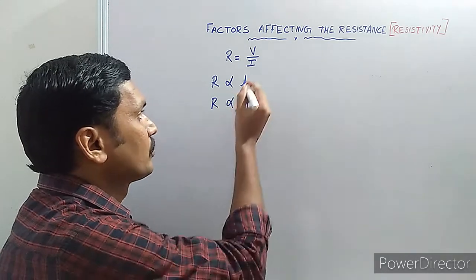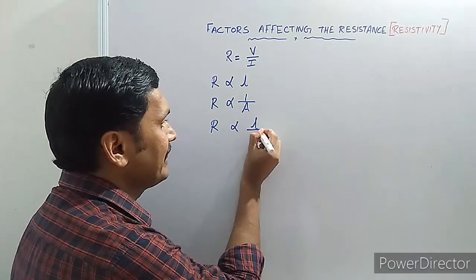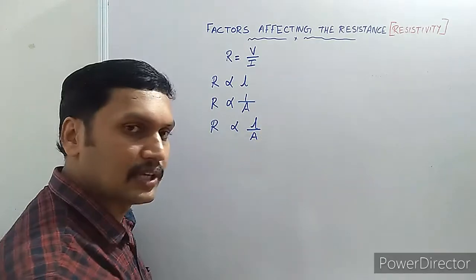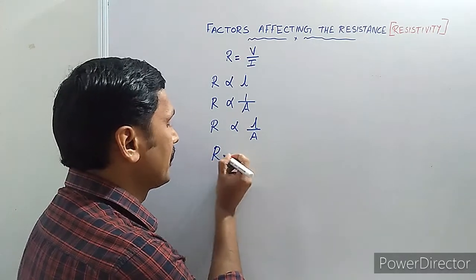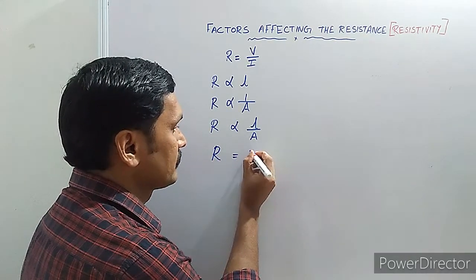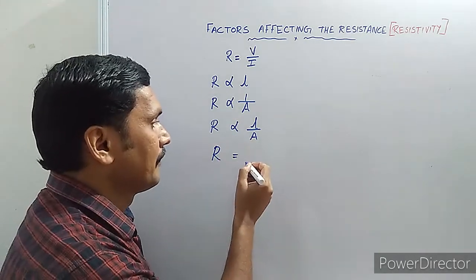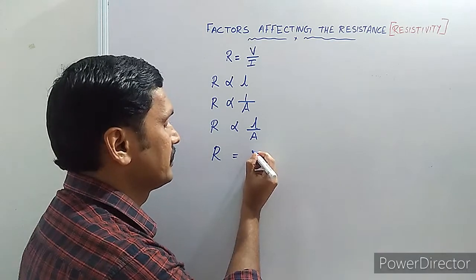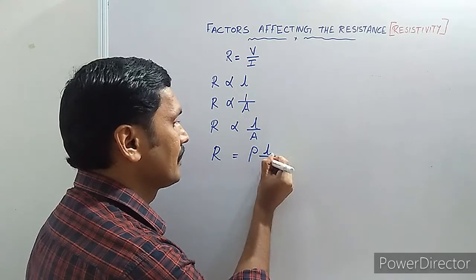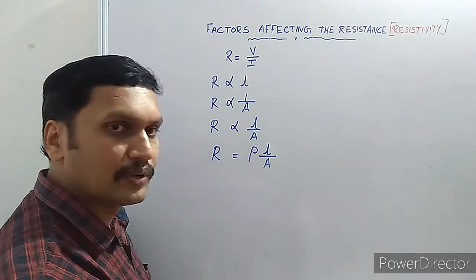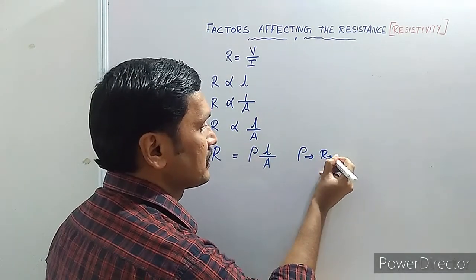If we combine these relations, resistance is proportional to L by A. We remove this proportionality by introducing a constant, so we write R is equal to rho into L by A. And this rho is known as the resistivity.